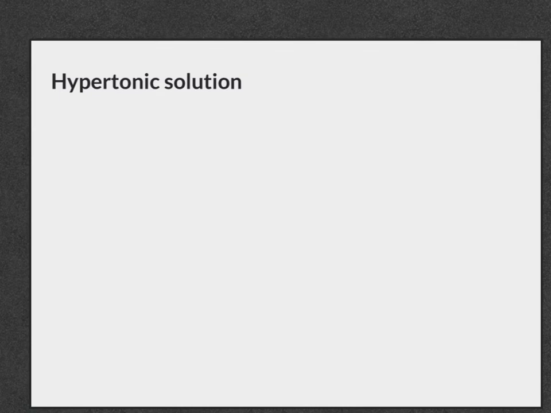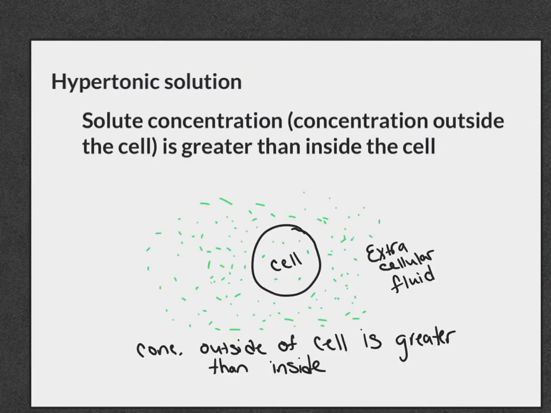Now let's take a look at a hypertonic solution. In a hypertonic solution, the solute concentration, or the concentration outside of the cell, is greater than that inside the cell. Because of this, the cell is going to lose water as water moves from the inside of the cell to the outside of the cell to maintain equilibrium. A couple things to understand in order to understand this concept.